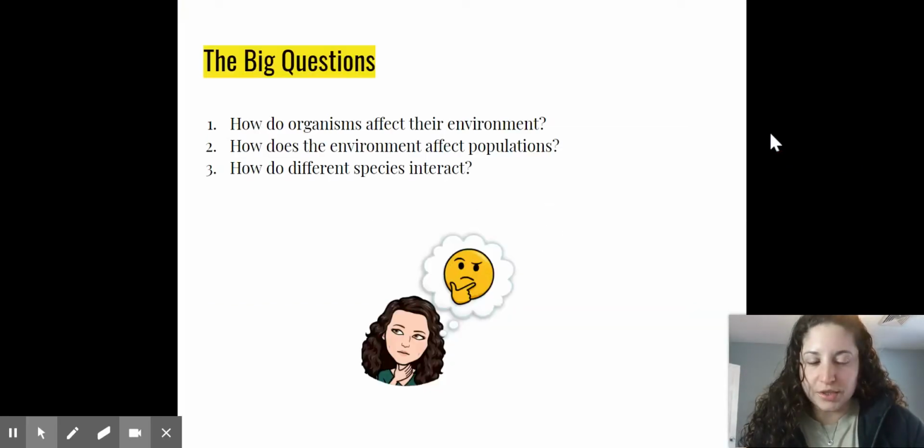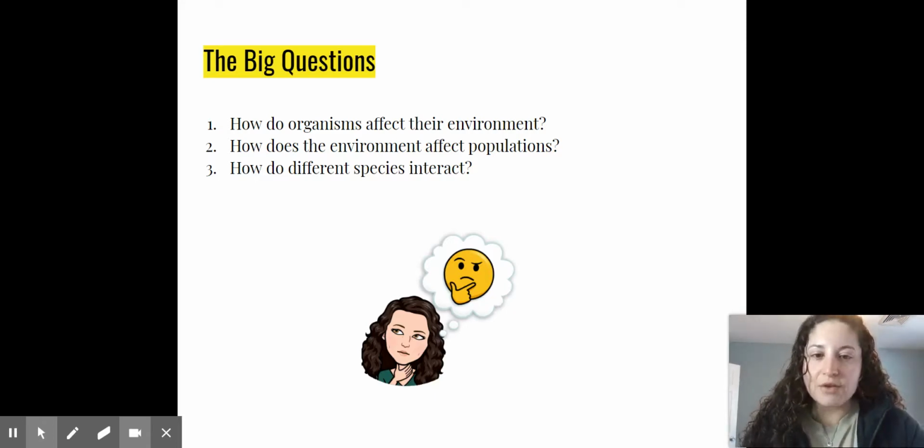So some of the questions we are going to be trying to answer over the course of this unit are, how do organisms affect their environment? So for example, as humans, we create a lot of pollution, which has affected the environment of the planet. Number two is, how does the environment affect population? So the other way around, and this is getting into, again, evolution via natural selection. So when the environment changes, how does that change a population?